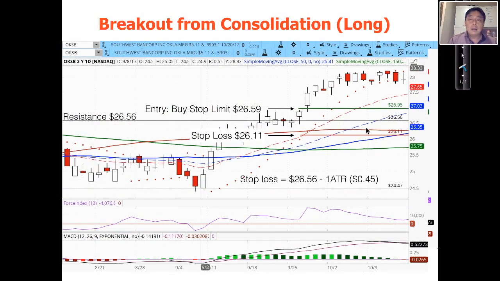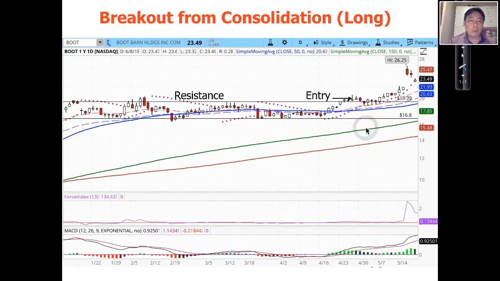Okay, so that is OKSB. Another example is BOOT, boot. Again, notice it's in a clear consolidation. Same high, same high, same high. Test 1, test 2, test 3. Same low, same low, same low. Test 1, test 2, test 3. So tested 3 times on both ends. That's a clear resistance level. Now, where's the breakout candle?